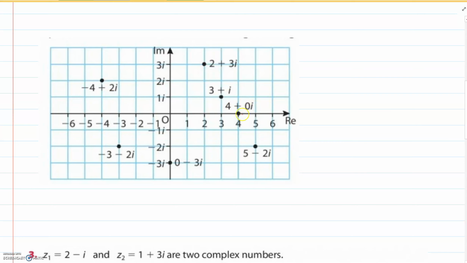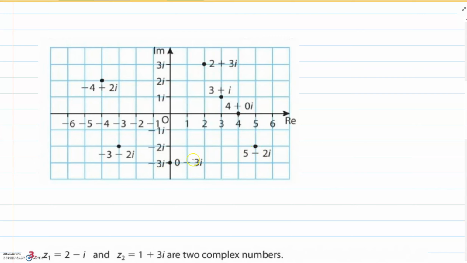4 plus 0i. So again, that's just the number 4, and that appears on the axis here. So all real numbers with no imaginary parts are just going to sit on that line. 5 minus 2i: real part is plus 5, and the imaginary part is minus 2. So you go over to 5 and down to minus 2.